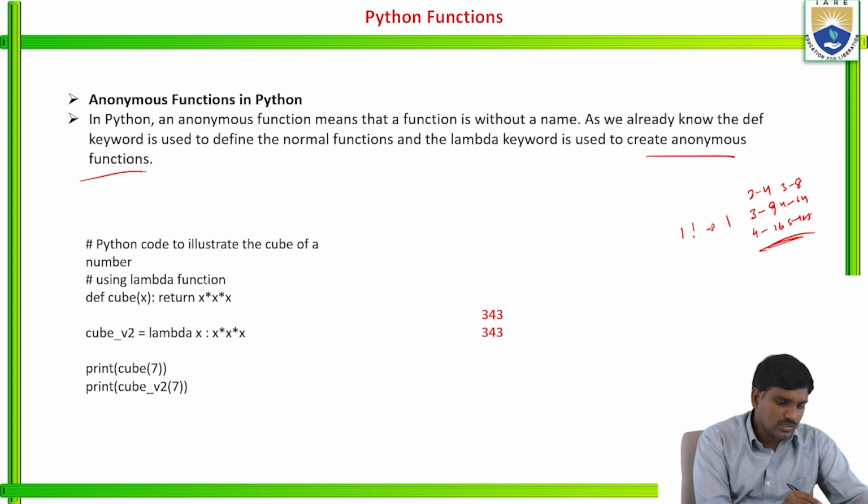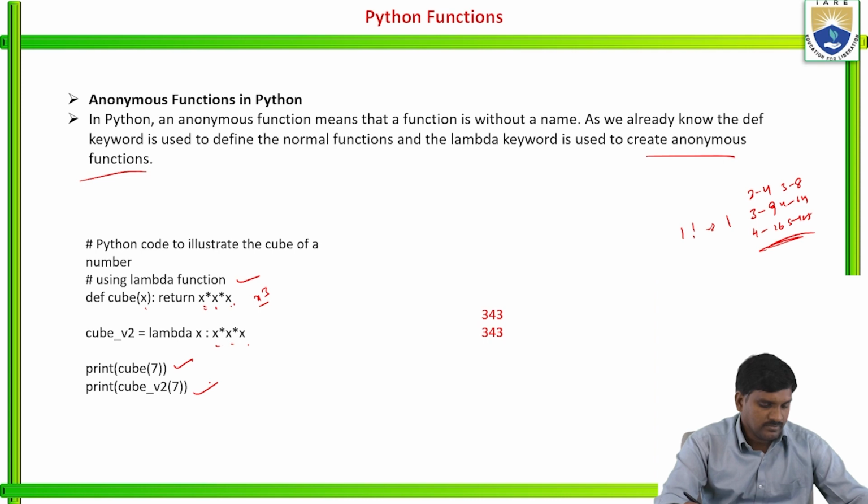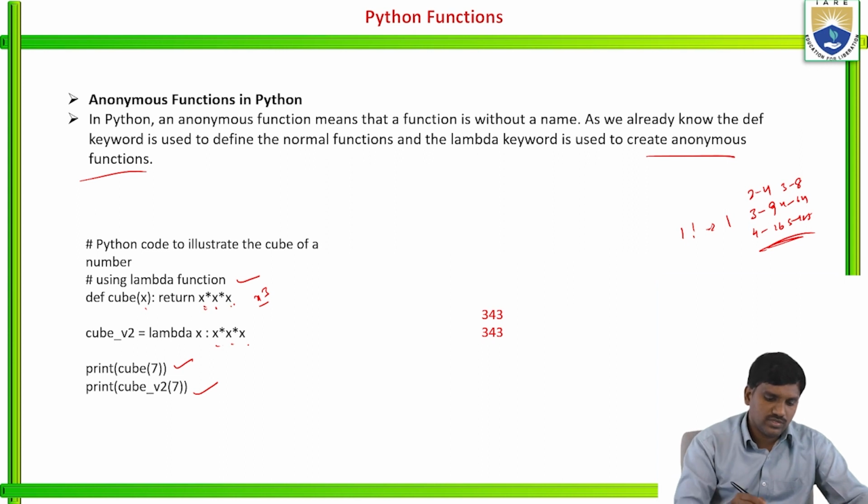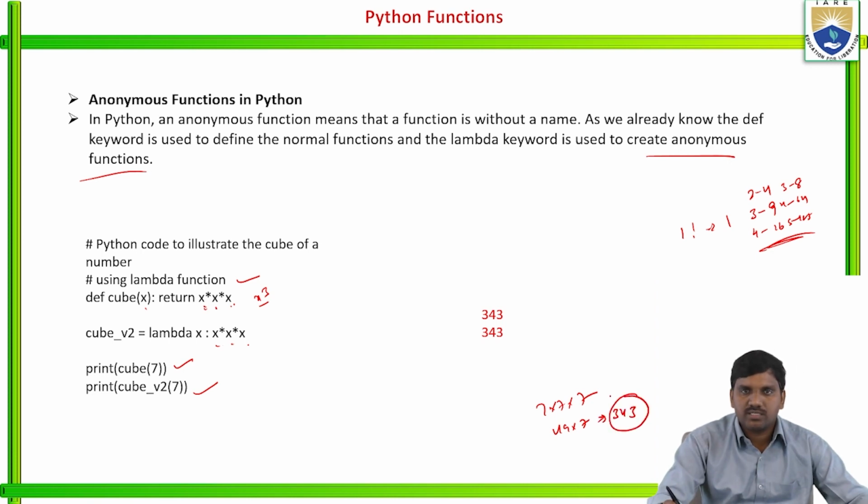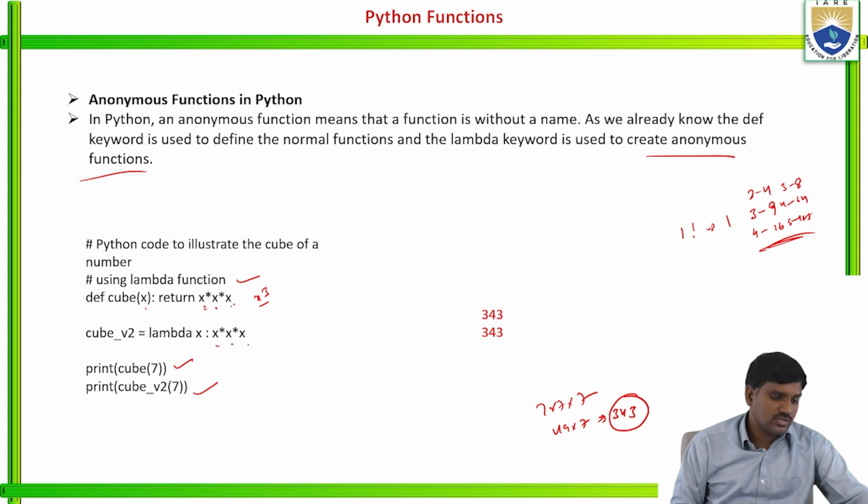Cube using a lambda function. def cube(x): return x * x * x, that is x cube. Then cube = lambda x: x * x * x. So cube(7) is 7 into 7 into 7, 49 into 7, that is 343. So this is how to create anonymous functions in Python.